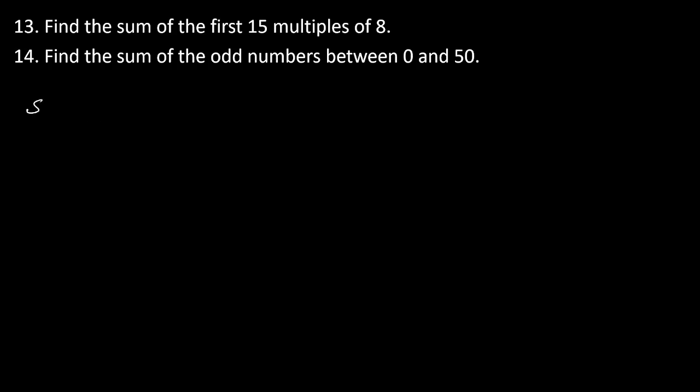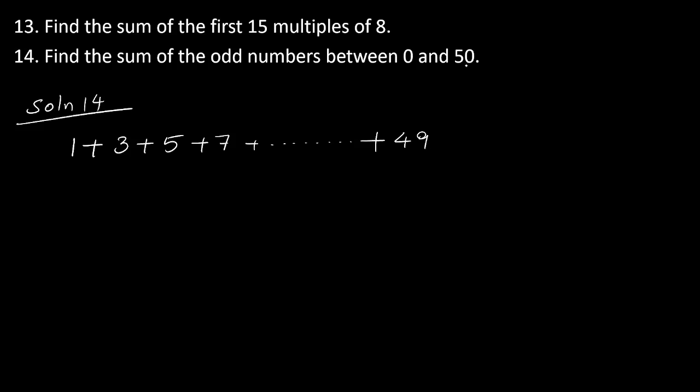The 14th one. Solution of 14. The sum of odd numbers between 0 and 50. Odd number means between 0 and 50. The odd numbers are 1, 3, 5, 7, etc. The last odd number just before 50 will be 49. Is it correct? The last odd number just before 50 will be 49. This summation I want to find out. All of you clear now? Joshida, Samruddhi, everyone is okay? Everyone is clear?